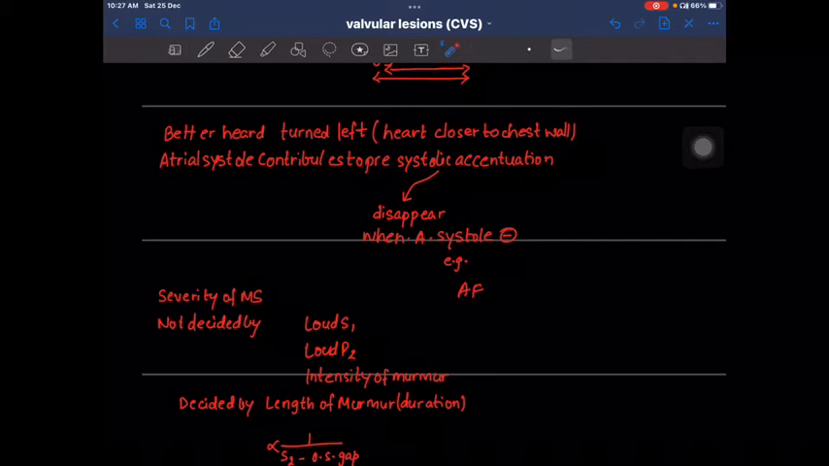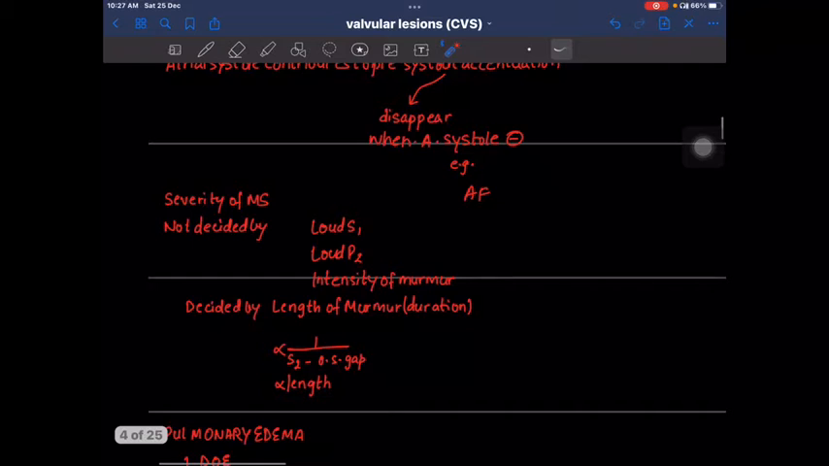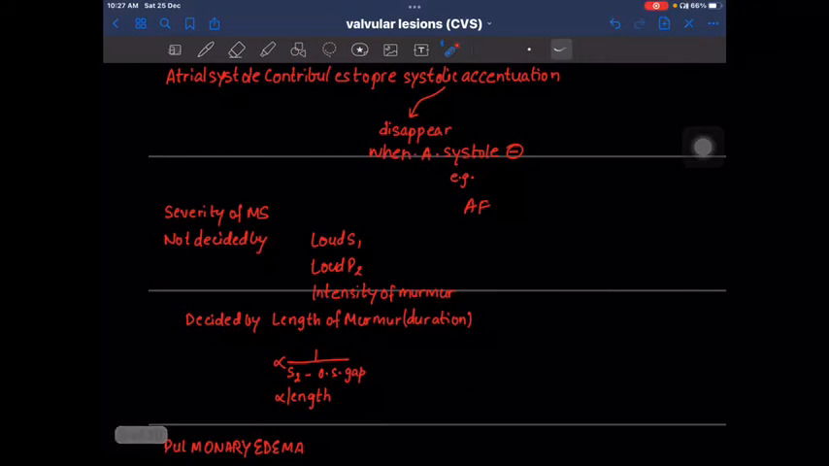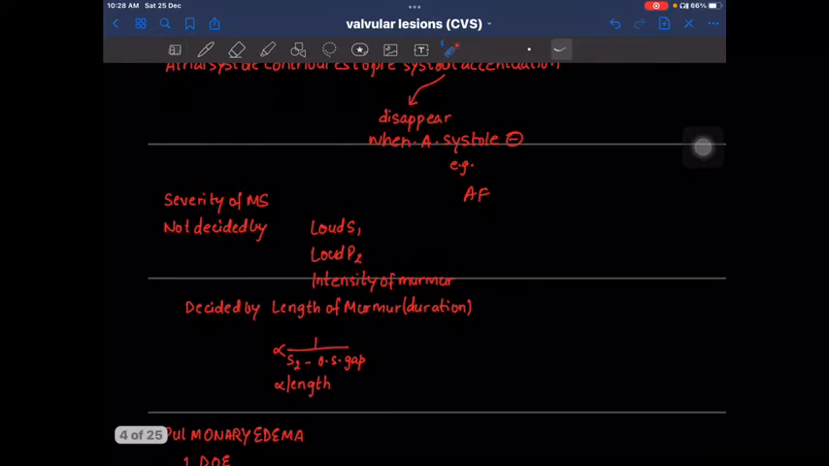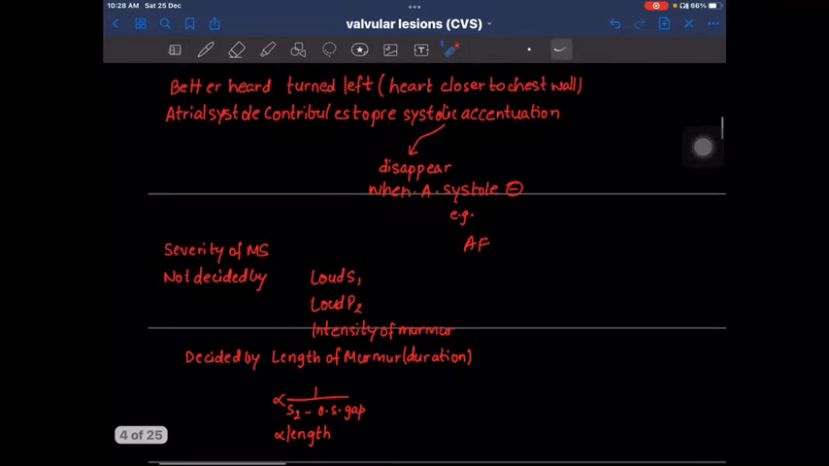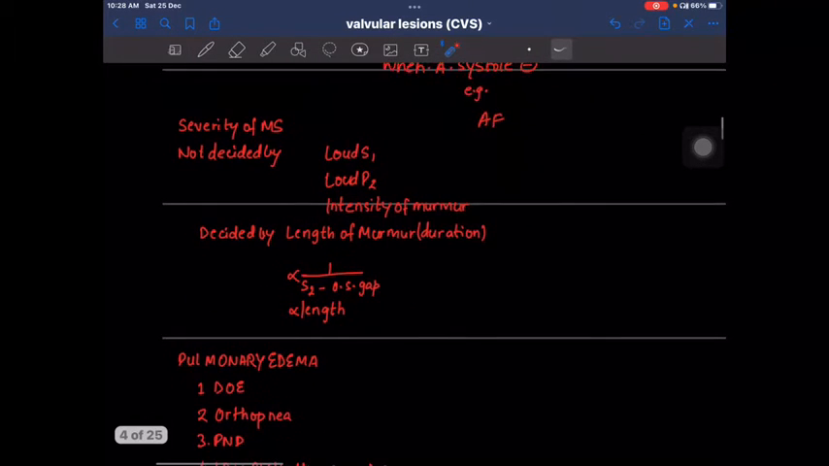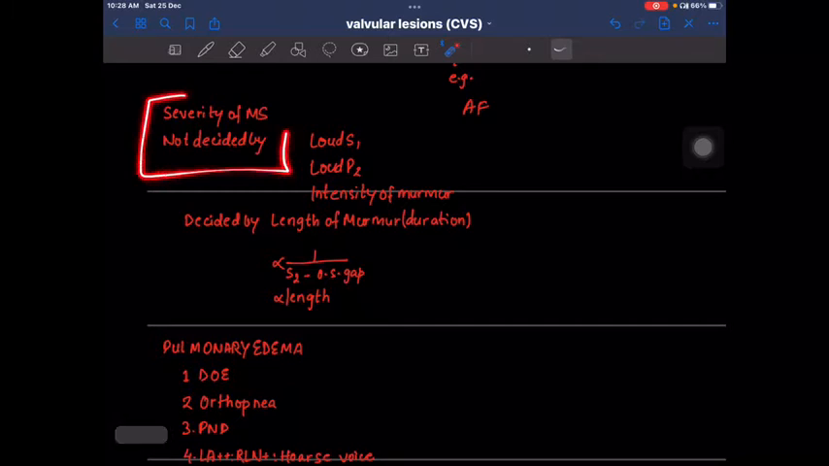See, and this atrial systole contributes to pre-systolic accentuation, like I said before. But let's say there is a condition where there is no atrial systole, something like atrial fibrillation, where the heart is vibrating as a closed chamber. In that case, there will be no atrial systole, so there will be no pre-systolic accentuation.